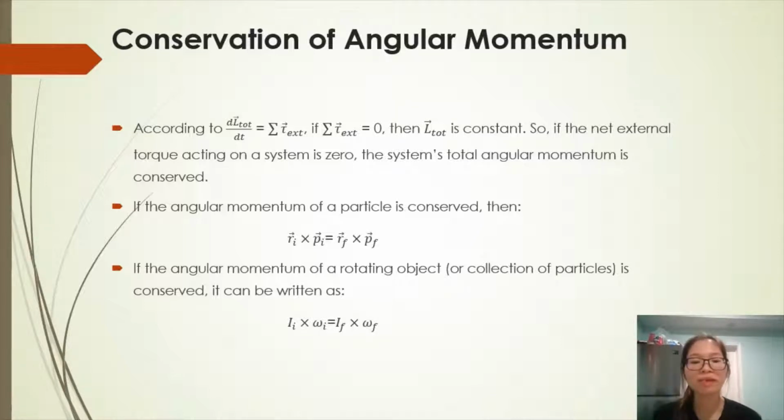If the angular momentum of a rotating object or collection of particles is conserved, it can be written as the moment of inertia at initial time times the angular speed at initial will be equal to the final moment of inertia times the final angular speed.